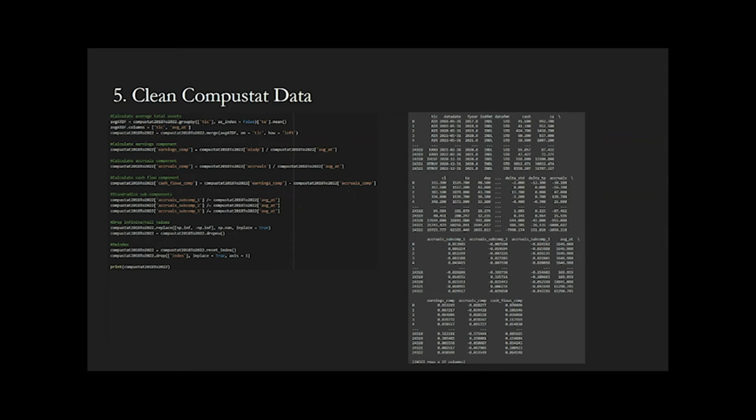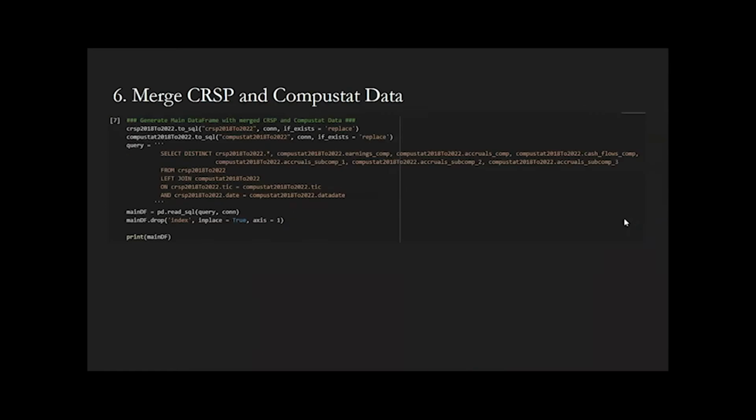We also standardize all components by the firm size, average total assets. Again, we use the merge function to maximize the efficiency of the left join. Next, we merge the two data frames, CRSP and Compustat, together to generate our new main data frame.